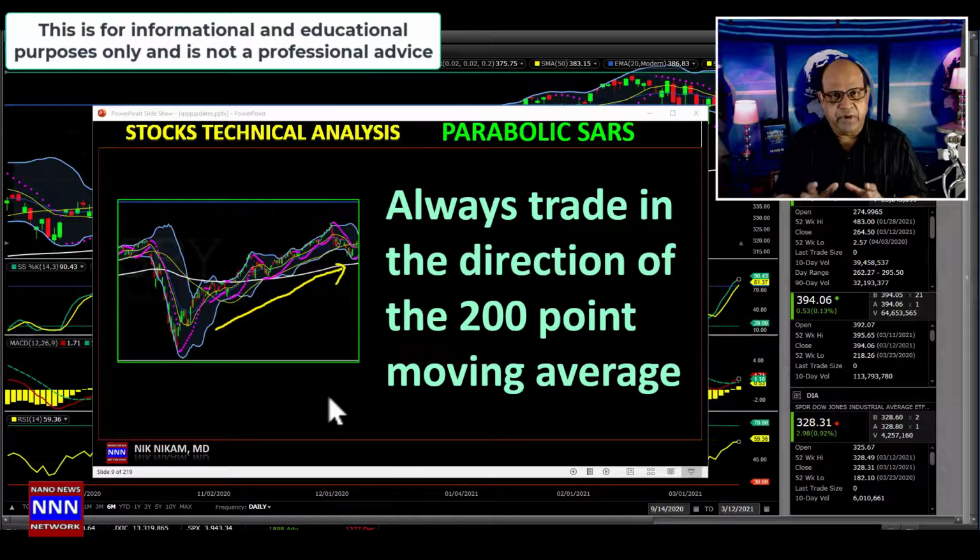Another important thing is, first we have to identify the main trend. The main trend is identified by the 200-point moving average. If your moving average is going in this direction, I would trade long in this direction. And here we have 1, 2, 3, 4 beautiful trading opportunities to go long and make good profits.